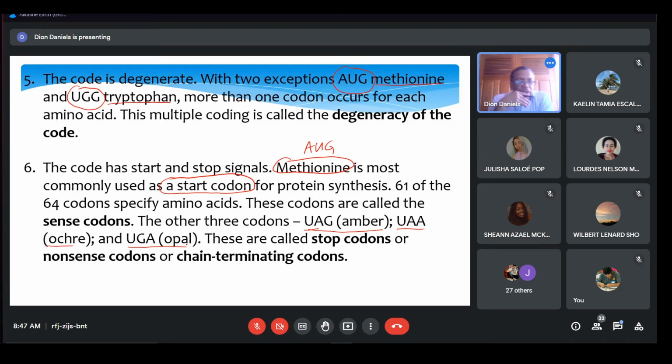All right? So remember that you have one that is usually the start codon, that is methionine, AUG. So that is included in the 64 that codes for amino acids. And then you have these 3 codons, which are the stop codons, which are usually at the end of the translation process. Okay? Chain terminating codons.